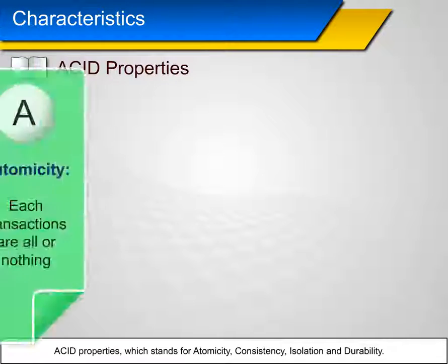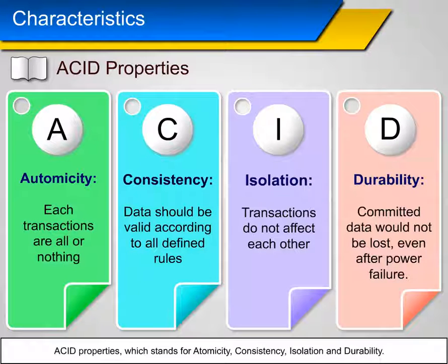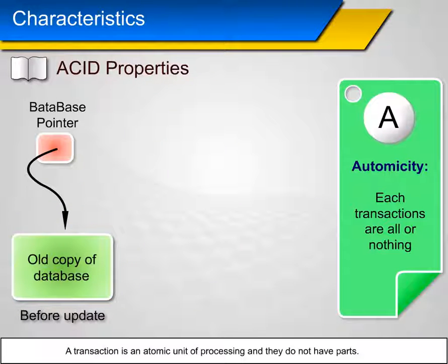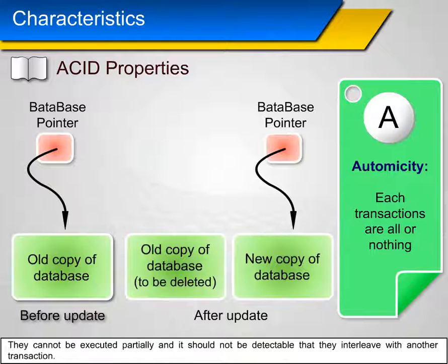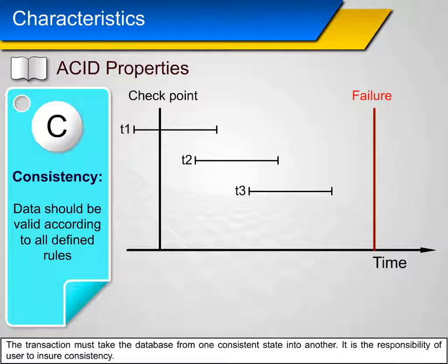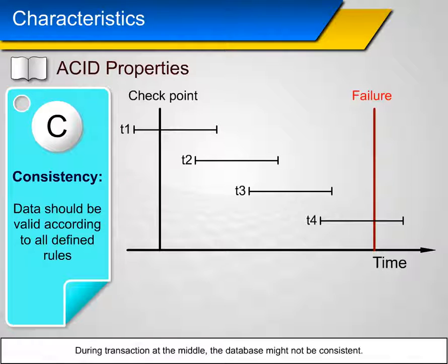ACID properties, which stand for atomicity, consistency, isolation, and durability. These concepts are applied to transactions which manipulate data in the database. A transaction is an atomic unit of processing and does not have parts. It cannot be executed partially, and it should not be detectable that it interleaves with another transaction. The transaction must take the database from one consistent state into another. It is the responsibility of the user to ensure consistency. During a transaction, in the middle, the database might not be consistent.